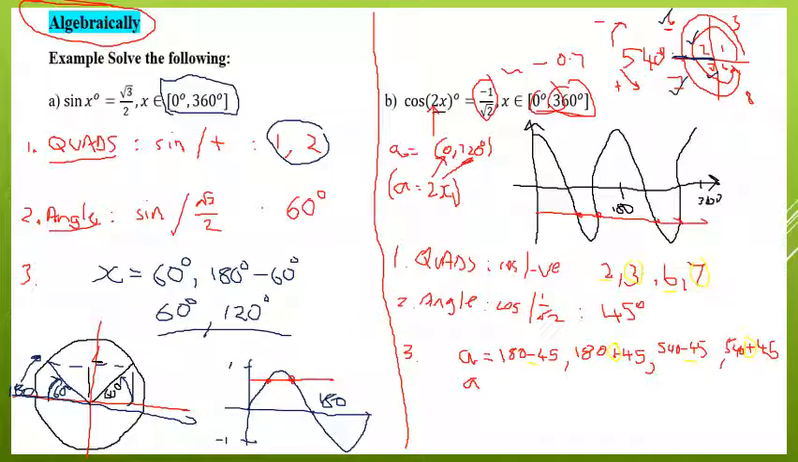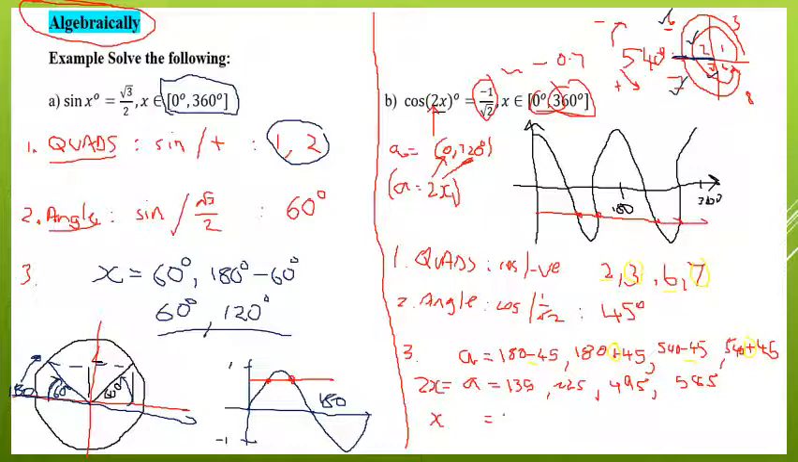A is equal to 135, 225, 495, and 585. But we weren't asked about A in the question, we were asked about X, and we said A is the same as 2X. So now we need to divide everything by 2.